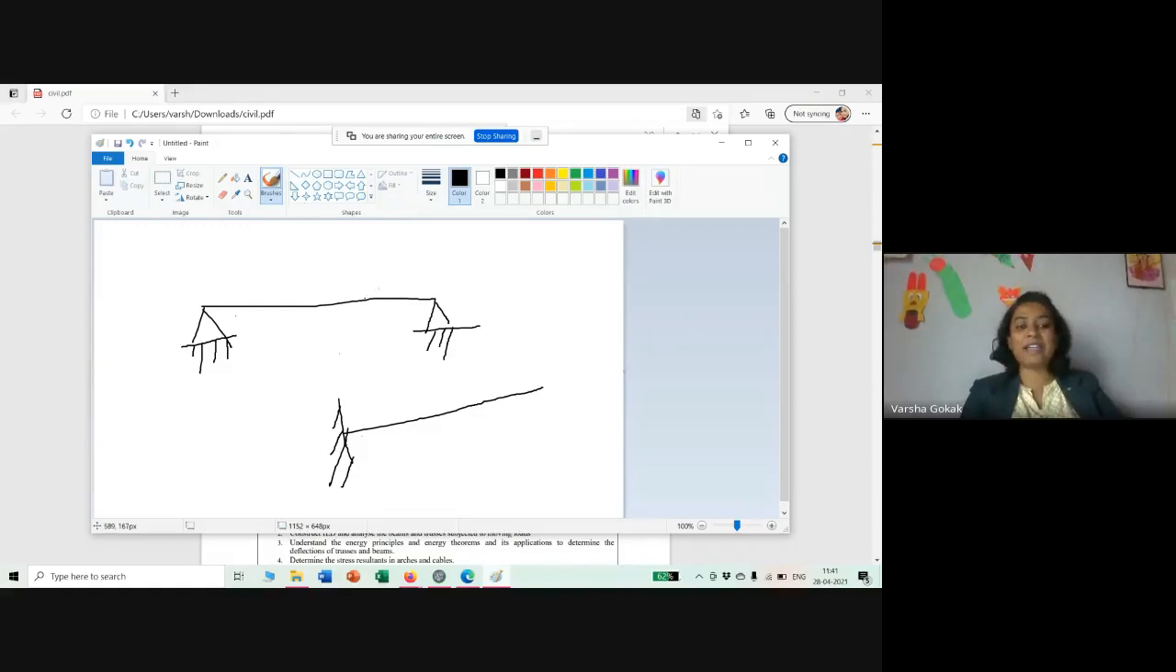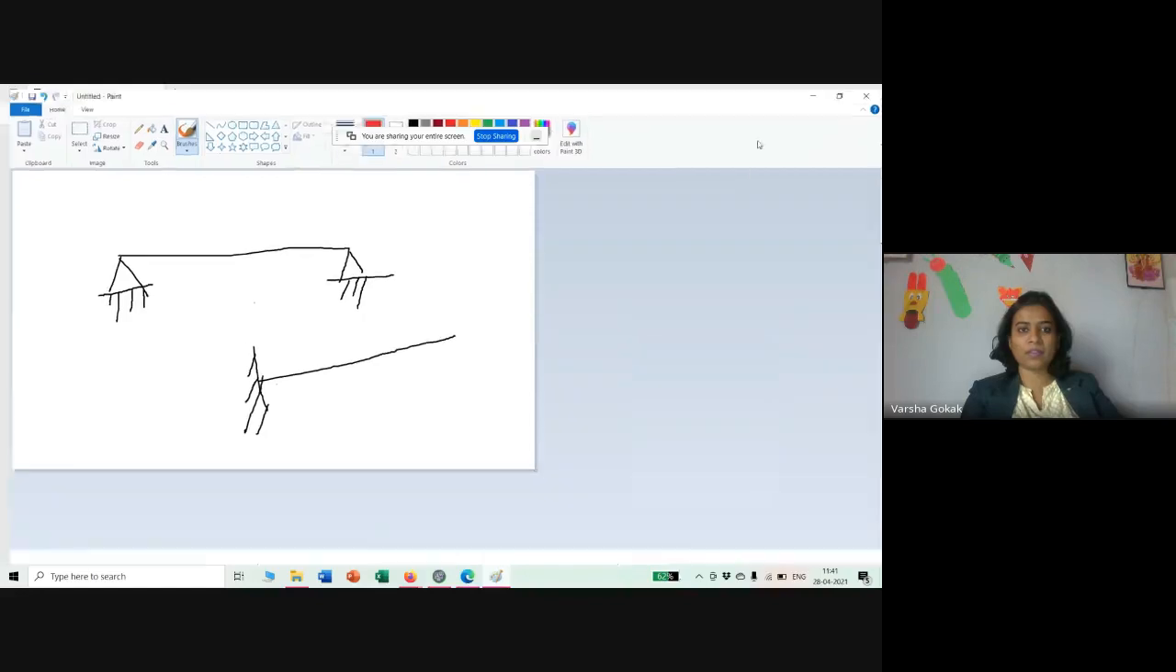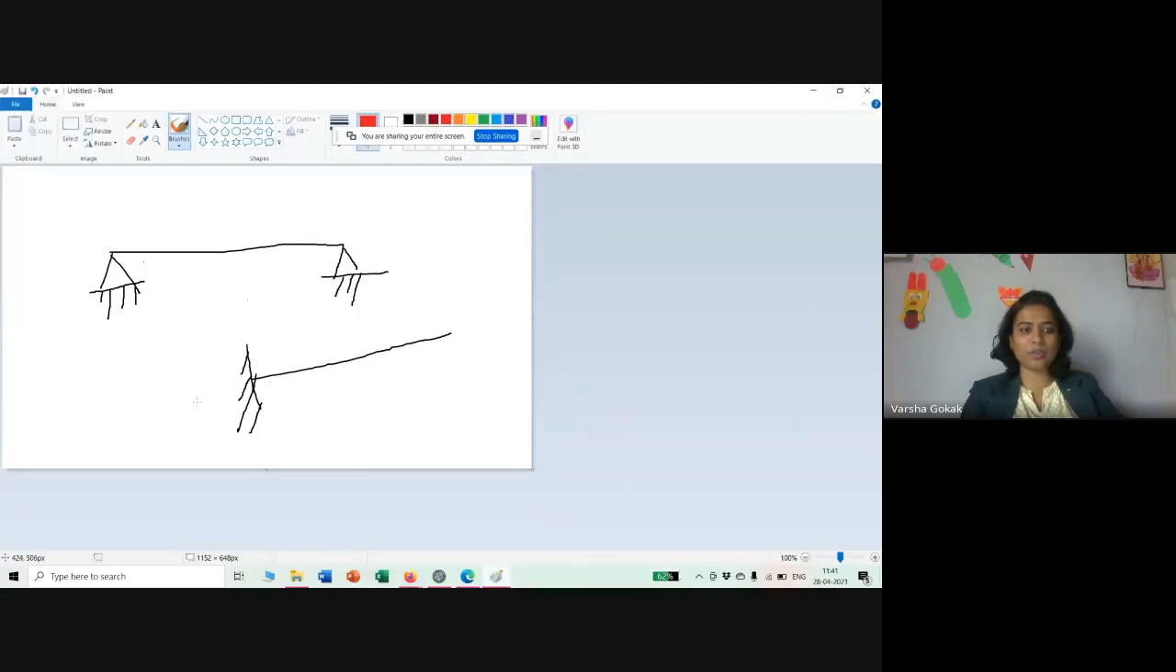Okay, so this is a cantilever beam. In a cantilever beam, how many reactions will you have? You will have a horizontal unknown reaction, a vertical reaction, and a moment. Am I right?